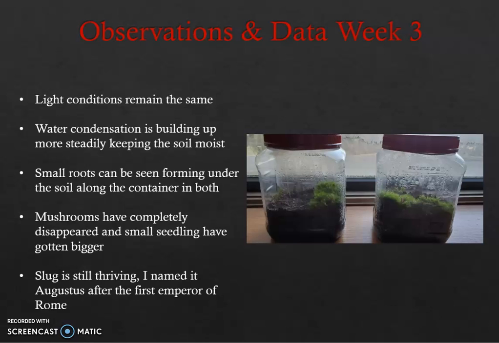The mushrooms, however, have completely disappeared. They may or may not have been feeding the small seedlings that were surrounding them, because those have actually started to grow a little bit more. The slug we found is still thriving and running around all the areas of the natural water microcosm. We've named him Augustus after the first emperor of Rome.